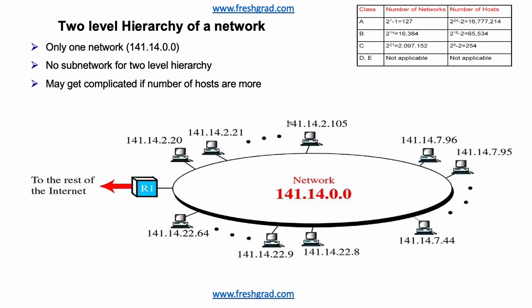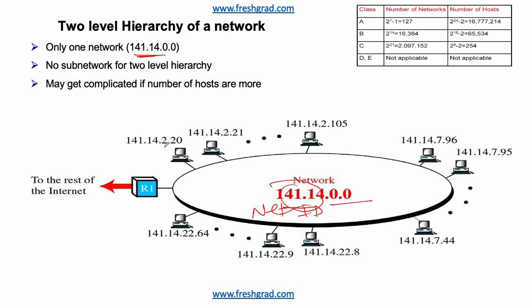Now let's look at the two-level hierarchy of a network. So only one network here. We see this is class B, right? So we have only one network here, 141.14.0.0. This is the network, right? So the first two are our net ID, and the last is the host ID.